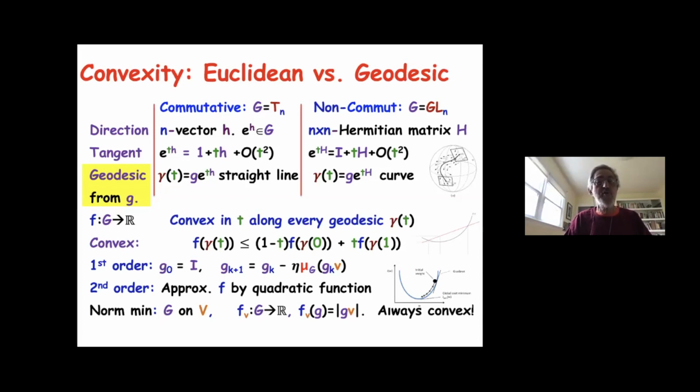The first function we talked about is norm minimization, right? Well, it turns out that this function, just a minimal norm, so for every point V, you can define this function on your group, which is the norm of GV.